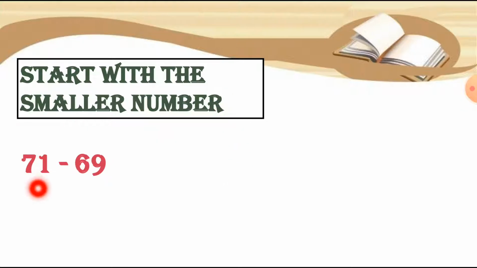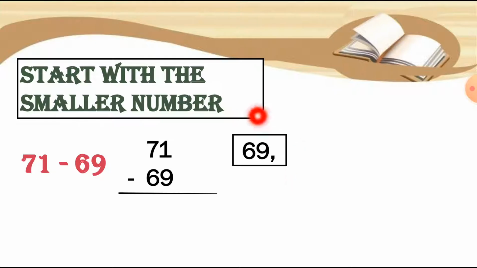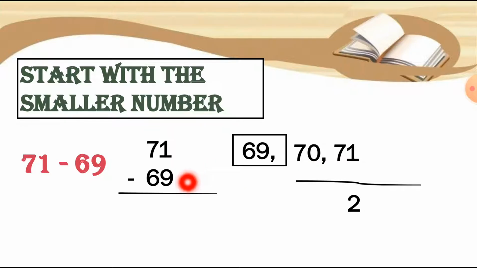Next one, 71 minus 69. Let's write it in the sum format first and start with the number 69, and we count till 71. 70, 71. How many steps is this? 1, 2. So the answer is 2. If you cut 69 from 71, you will get the answer 2 only.